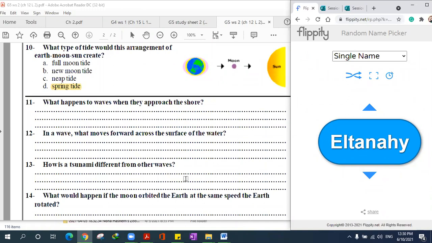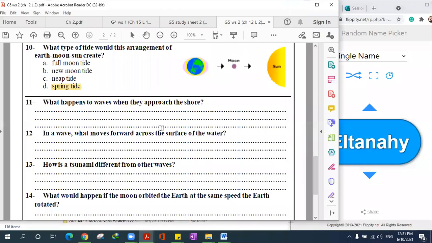Number 13. How is a tsunami different from other waves, Tanahi? You can still answer this question. The tsunami is a giant wave, and it's formed, caused by? Tsunami can be caused by? Tectonic plates. Yes, and earthquakes, right? Eruptions. Well done. Other kinds of waves are just caused by wind. And a tsunami must also have more energy. Yes, and other waves can also be formed by wind.